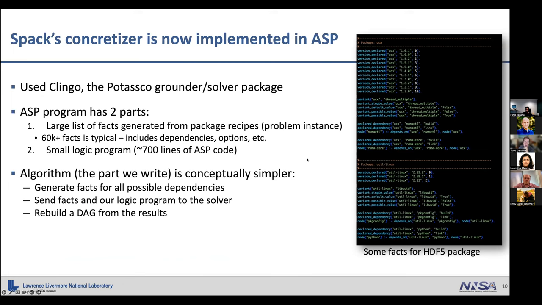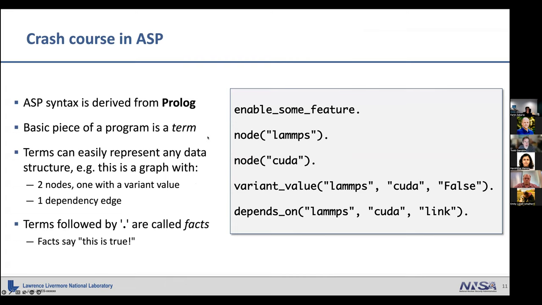We use something called ASP for concretization. It's a logic programming paradigm. It looks a lot like Prolog. It's basically a non-Turing complete dialect of Prolog that boils down to a SAT solver underneath with optimization. You write a list of facts about your problem. You give it a small logic program that describes the semantics of how you want the thing solved, along with some optimization criteria. And it spits out a graph that is the concrete version of the spec.